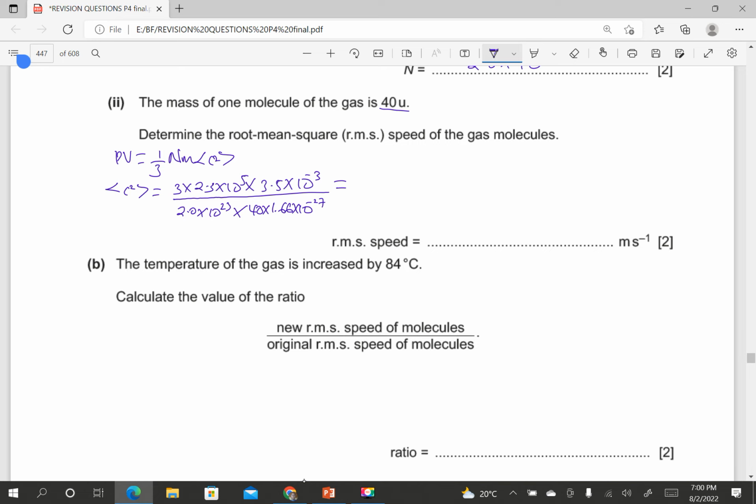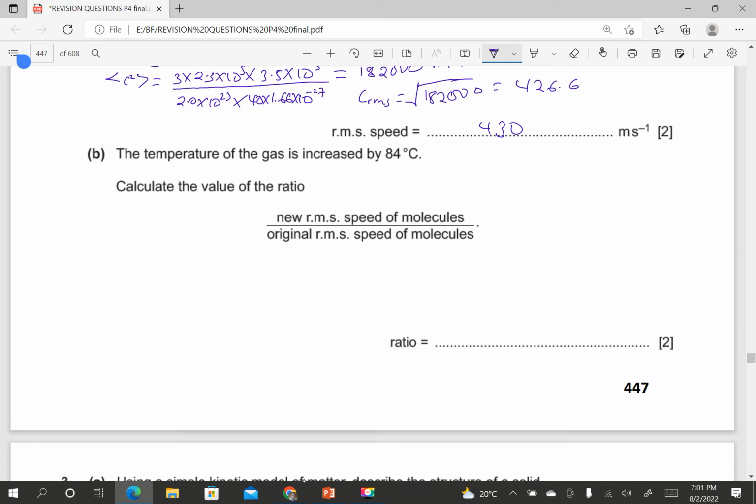So the mean square speed I'm getting is approximately 18,200. No, not 2,000, 18,000. Then I find the square root. The root mean square speed is the square root of 18,200, by the way, this is meters squared per second squared. That is 426.6. So this becomes approximately 430 to two significant figures.